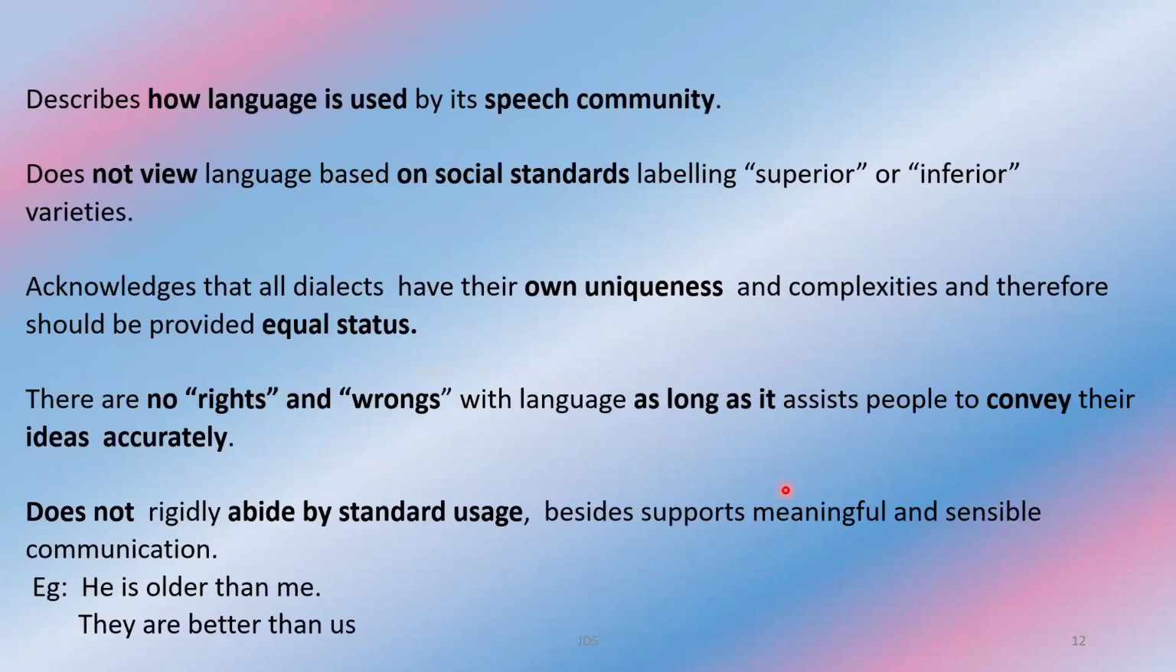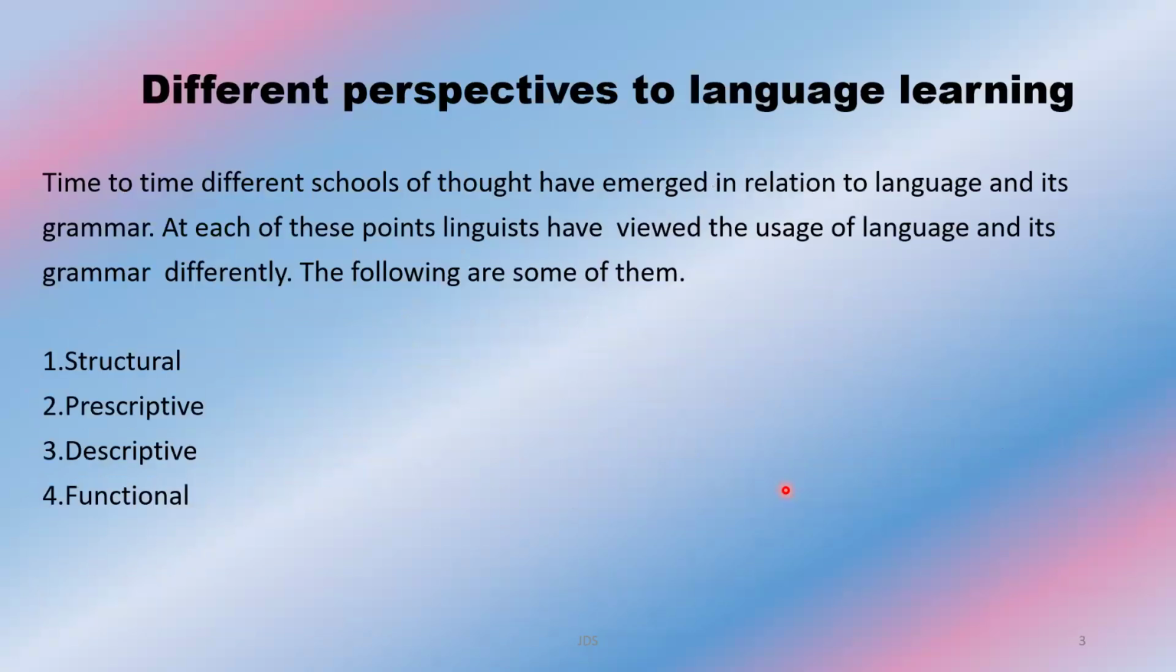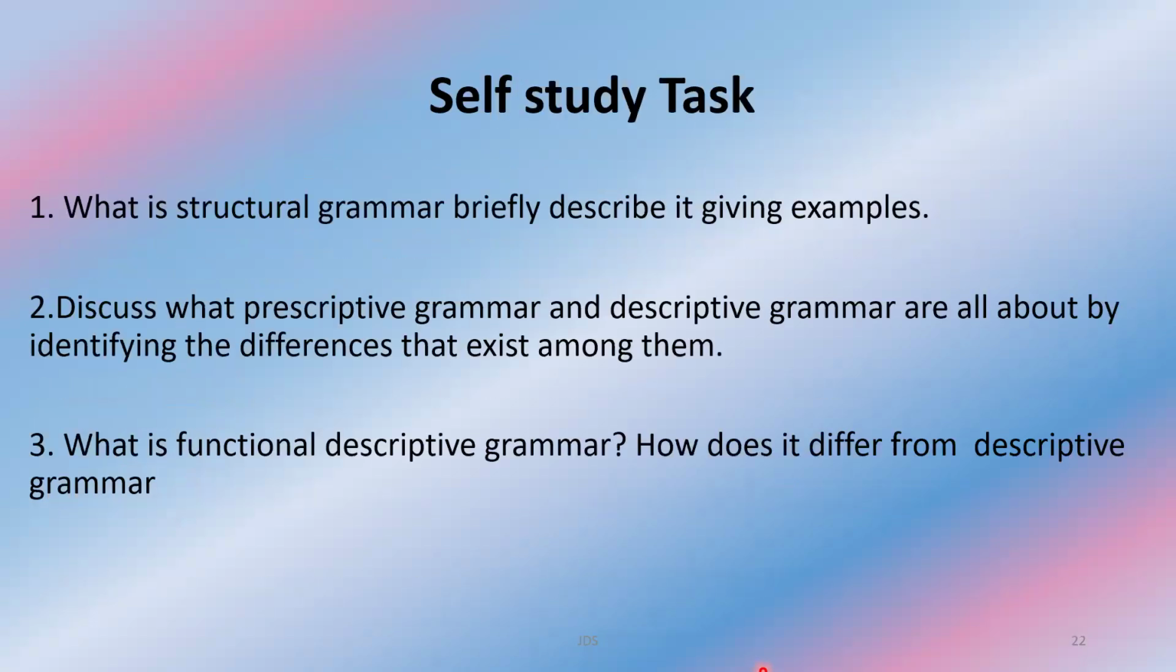Quickly, what are the 4 different perspectives of language learning? Language learning basically gets related to learning the grammar as well. Language learning is done through learning grammar. So what are the 4 different perspectives through which language is learned combined with grammar? Structural, descriptive, functional. Now look at your self-study task.